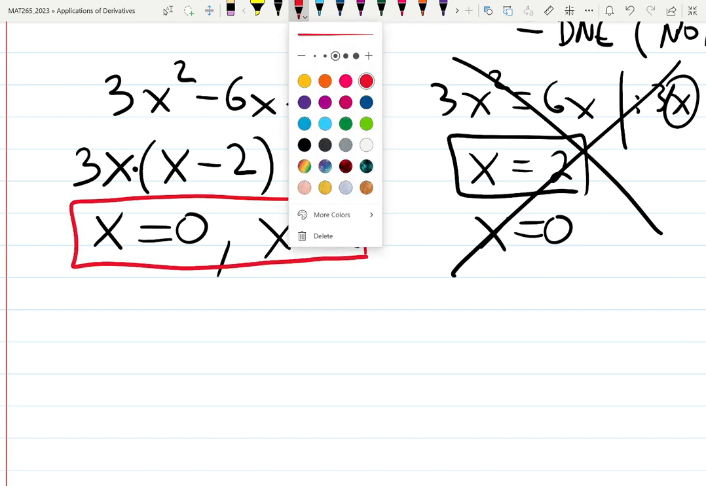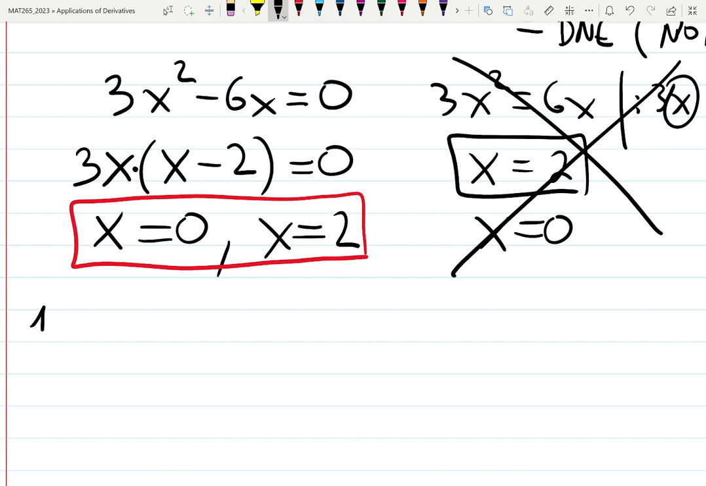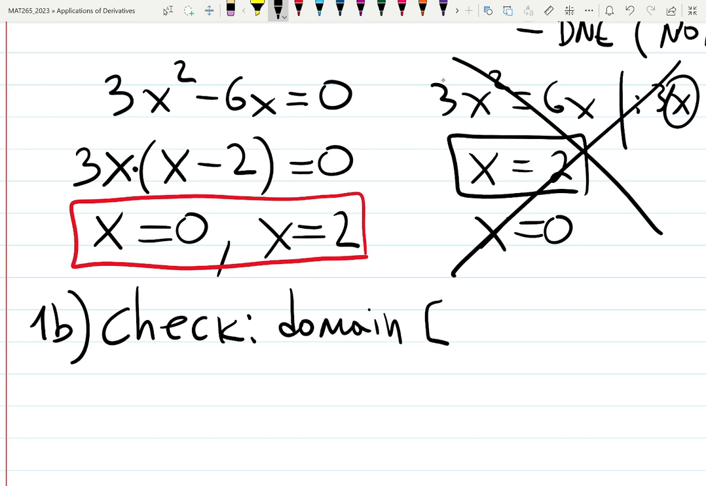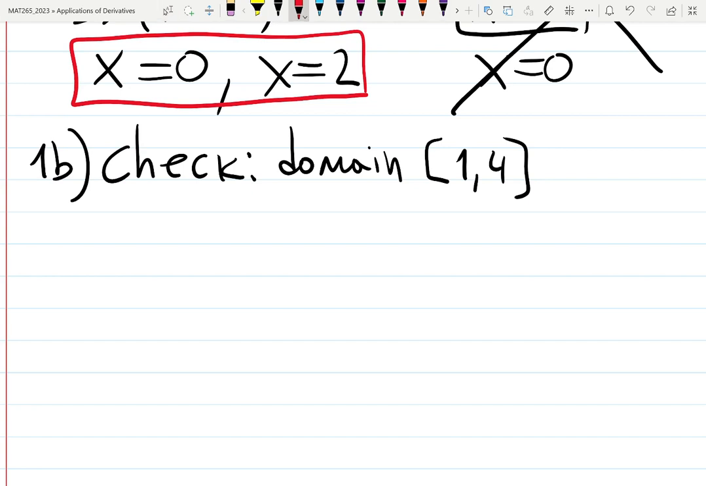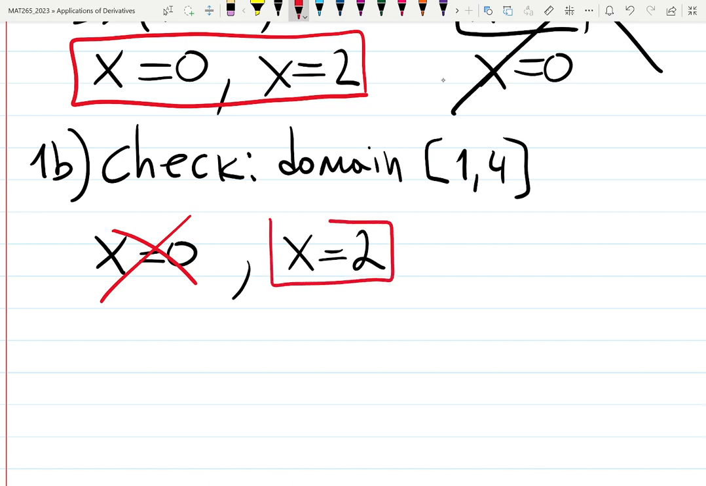That we have to check if they are in the restricted domain. So it's going to be 1b. Check. Cannot include them yet in the list. We're making a list, but I cannot use them if I don't know that they're good. The domain is, I don't remember, what is the domain? 1 to 4, closed brackets. That means it has max and min. Do we have extras? Which one? x equals 0. We will not include it. But x equals 2, gonna put it in the box. Put a check mark. Yes, that is a critical point.